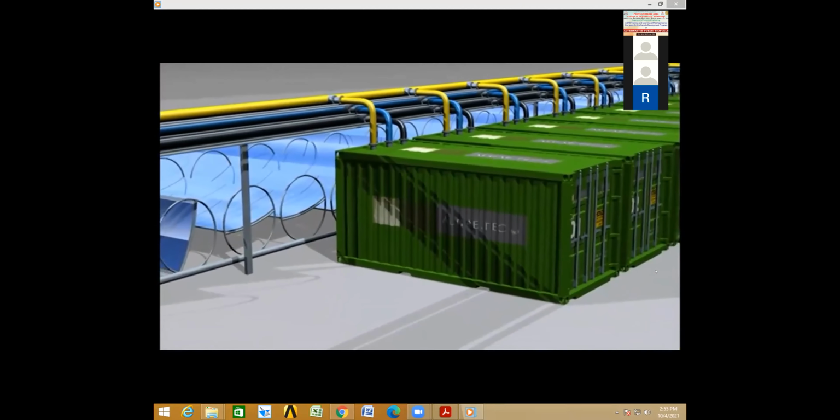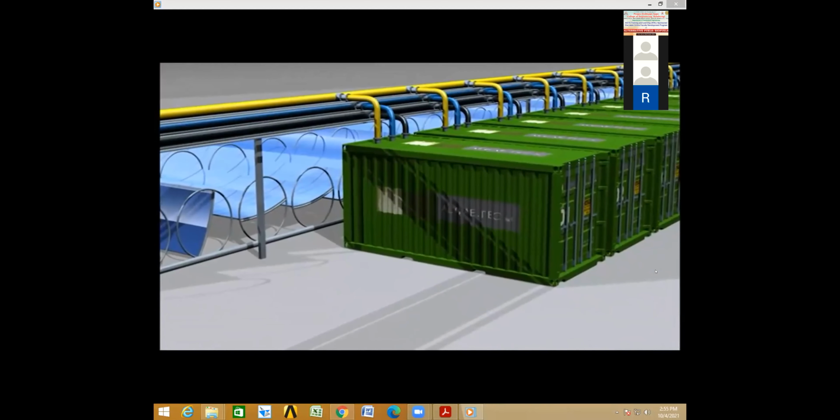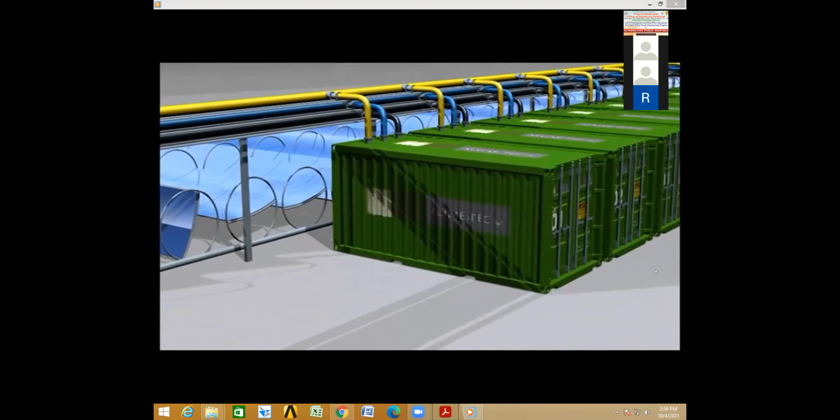Now in industry, how will it look? It will look like this. Can you see? These are the fermenters. Large big boxes are there. These are all fermenters.